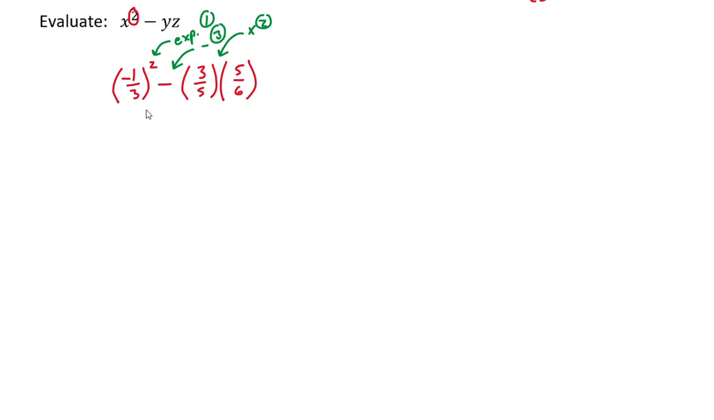Well, negative 1/3 squared is negative 1/3 times negative 1/3, or positive 1/9. Minus, now because that minus sign is separating the exponent fraction and the multiplication of fractions, I can go ahead and do the multiplication here. Let's see, yeah, let's do that. So notice that 6 is 3 times 2, so if I cross off the 3's and the 5's, I'm left with 1/2.